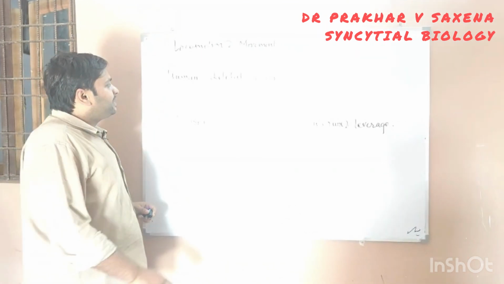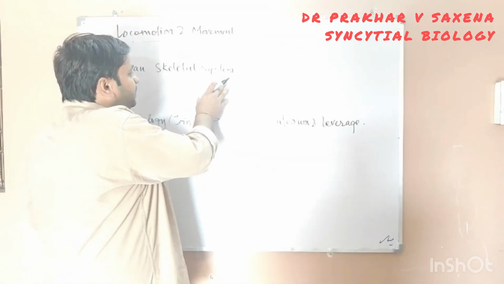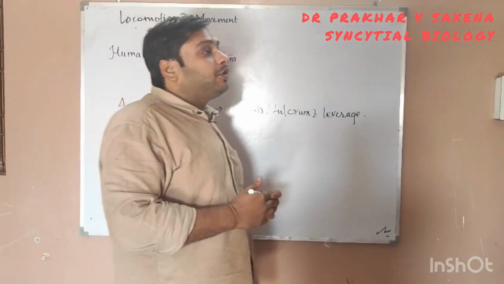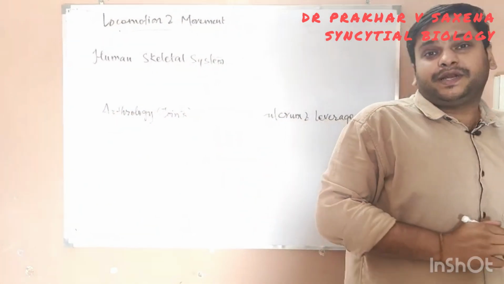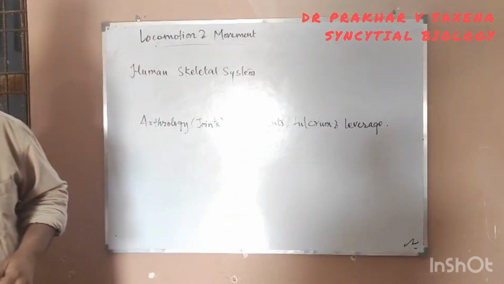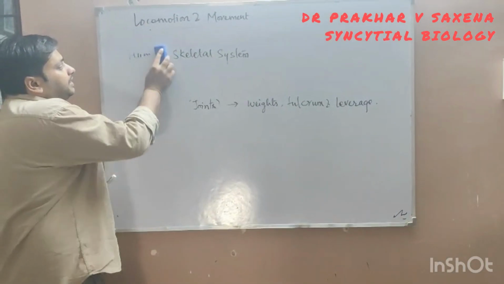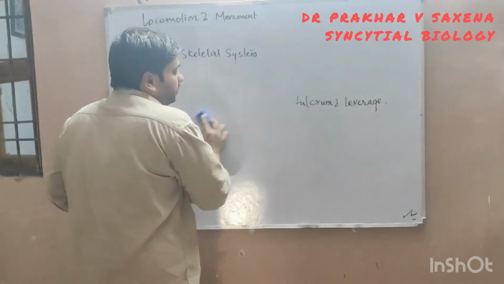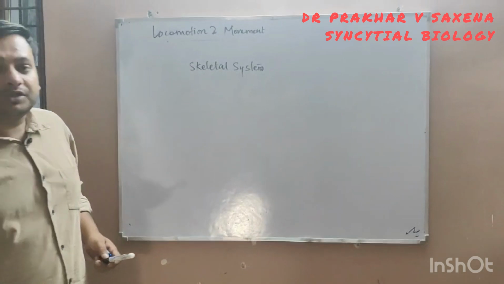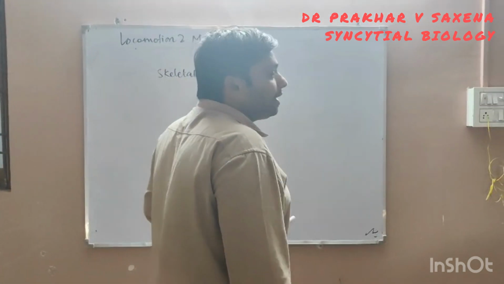So before discussing our first topic, that is the human skeletal system, we must understand some of the basic concepts that come from the chapter of animal tissue as well as animal kingdom. Okay. So I was talking about the skeletal system. Before starting the skeletal system, we must understand from where this skeletal tissue originates and what type of tissue this is.